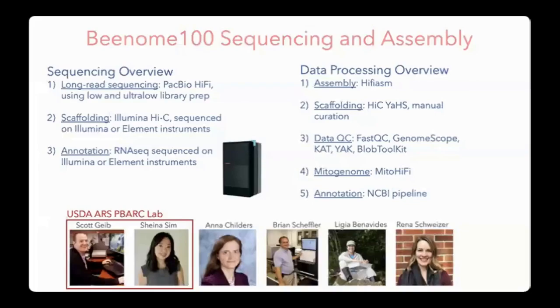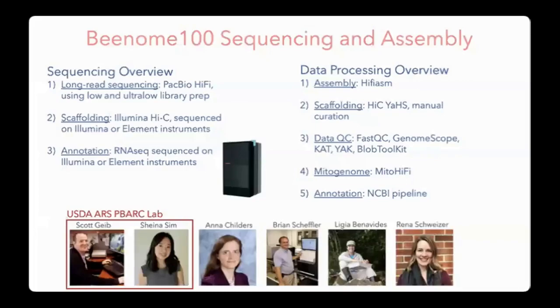This slide presents the general sequencing and data processing pipeline that we are using for Beenome. Many people have contributed to this workflow, but I would like to especially acknowledge the contributions made by Scott Geib, Shenna Sim, and Anna Childers. Scott's lab initially specialized in extraction, DNA QC, and library preparation, but after acquiring PacBio and Illumina-like sequencing instruments, his lab has been doing the sequencing as well, which has improved project efficiency greatly.